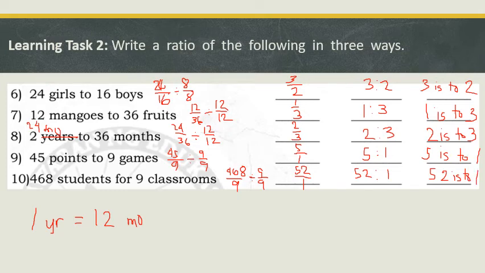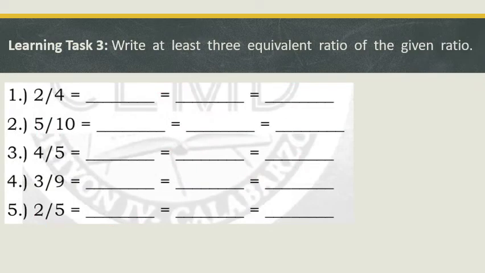So, tignan natin yung unit niya. So, sila po ay same unit or pwede natin i-convert sa same unit. Gawin po muna natin siya. Then, para sa learning task 3, so write at least 3 equivalent ratio of the given ratio.